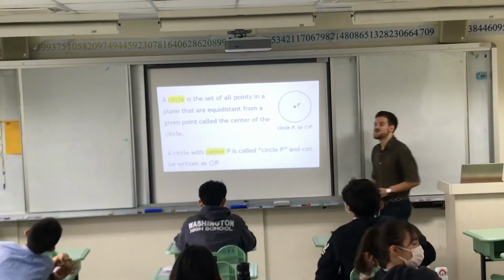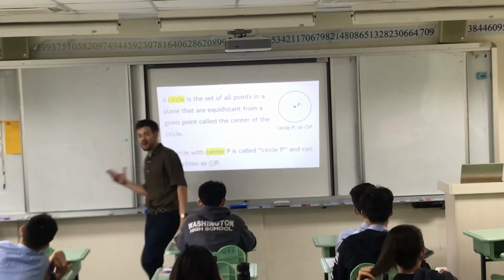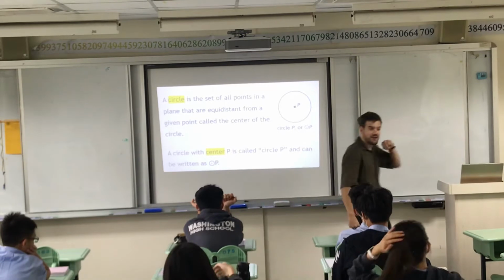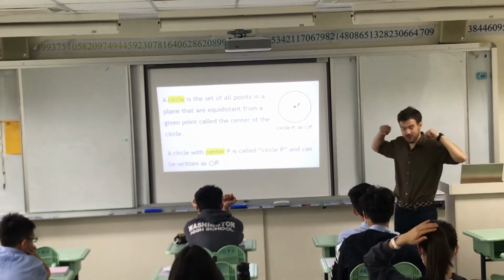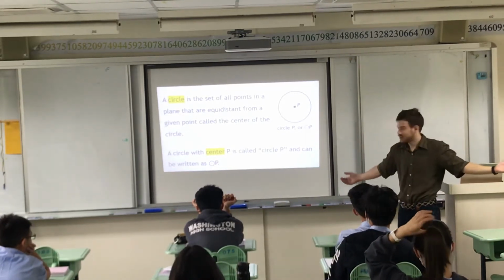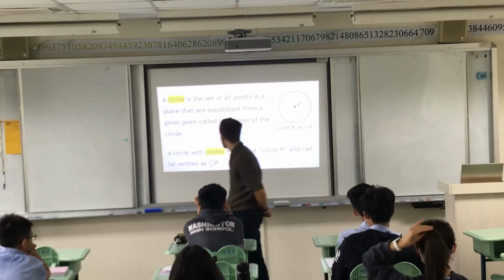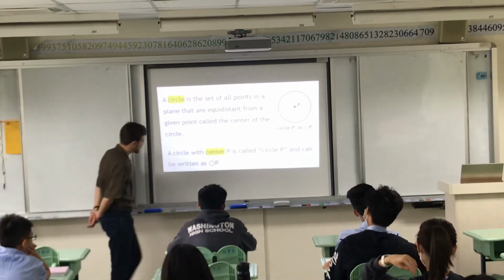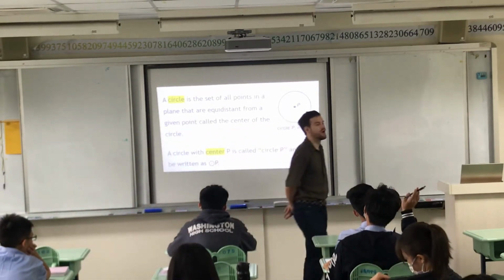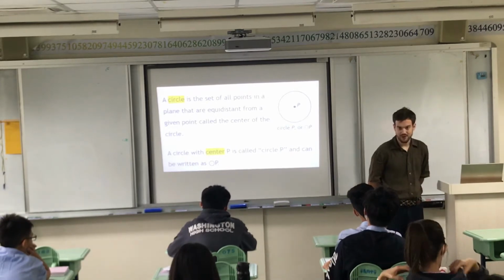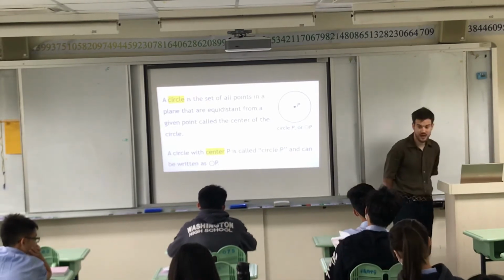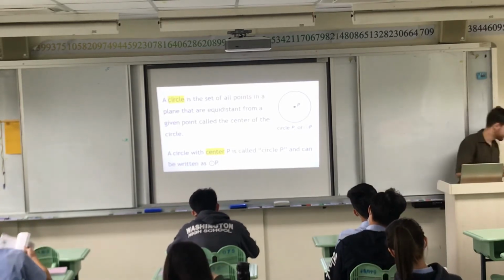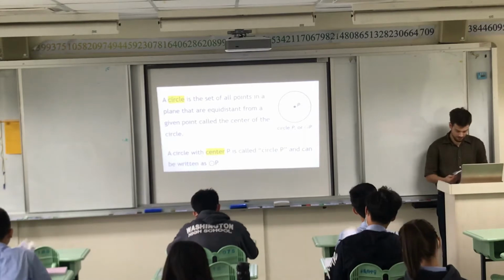So, here's quick vocabulary. This thing's called a circle. But we have a formal math definition, which makes it sound really fancy. A circle is the set of all points in a plane that are equidistant from a given point, called the center. Yes? Which section? This is chapter 10, section 1. But I'm not sure if we have that. Let me double check.